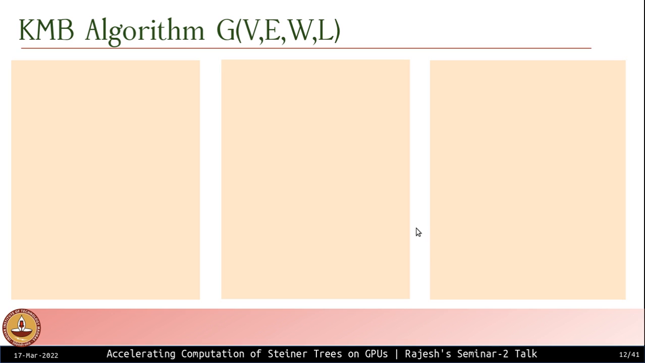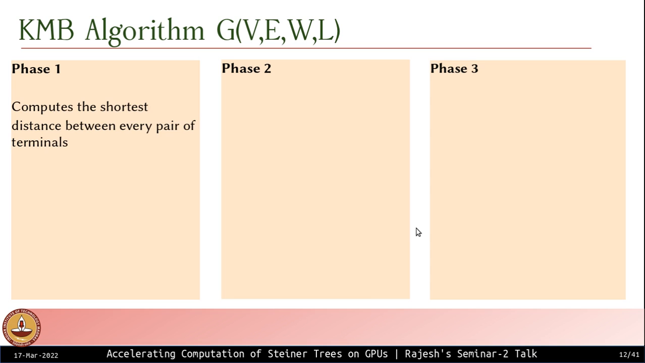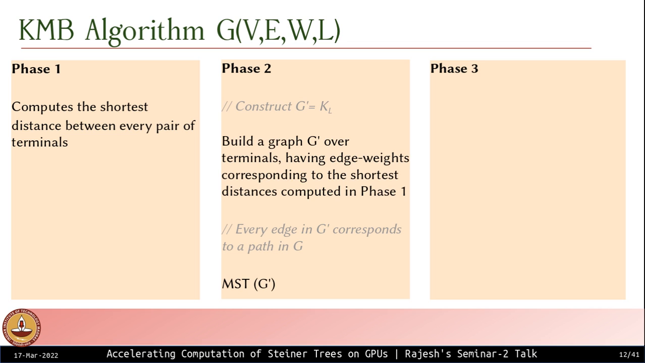Okay, let's introduce KMB to everyone. So what is the KMB algorithm? KMB is a three-phase algorithm. What is the first phase? The first phase computes the shortest path distance between every pair of terminals, and constructs two graphs, namely G prime and G double prime, in the subsequent phases.